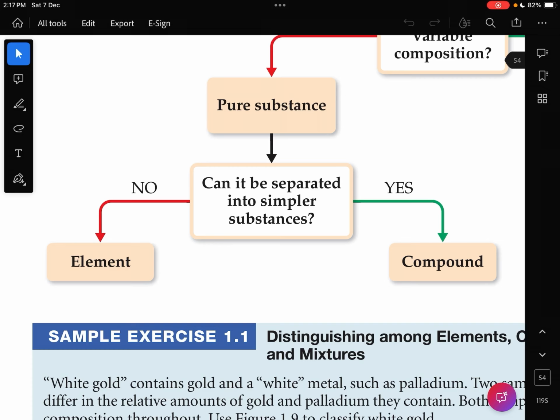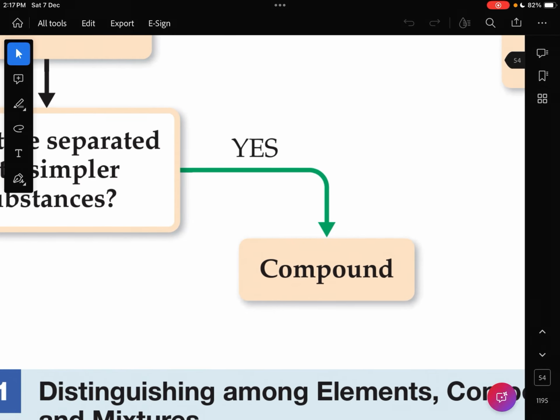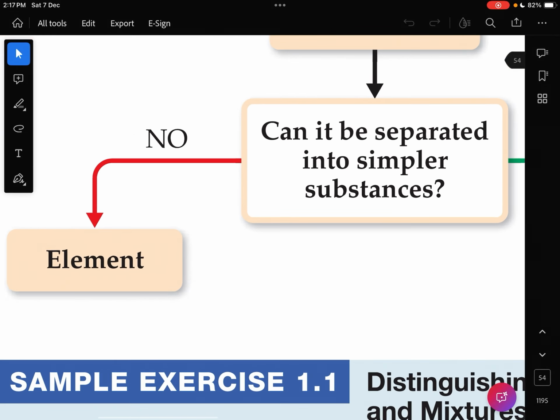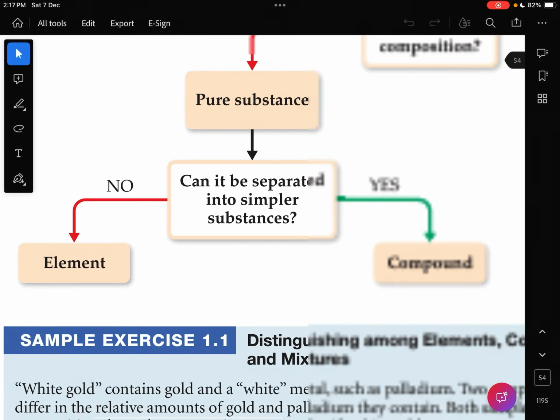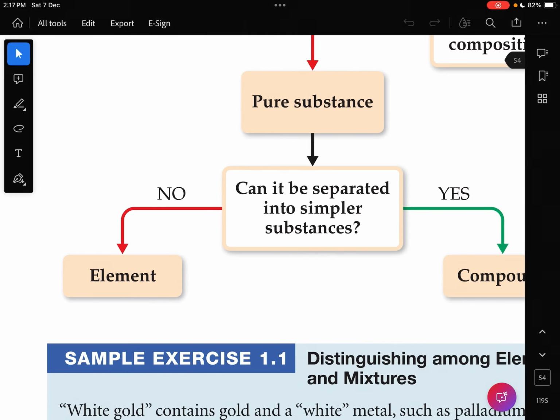And lastly, can the atoms or molecules that make up this matter be separated into simpler substances? If yes, then it's a compound. If no, for example, you just have a single atom, or maybe a pair of the same type of atom, then it is not a compound, but it is just an element.